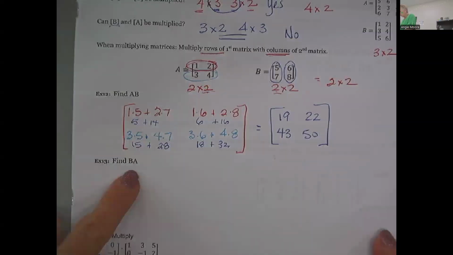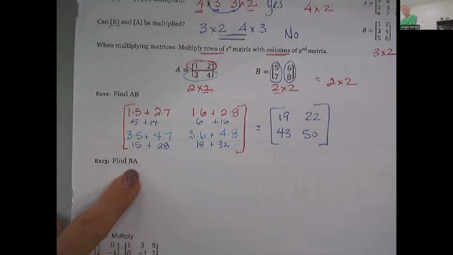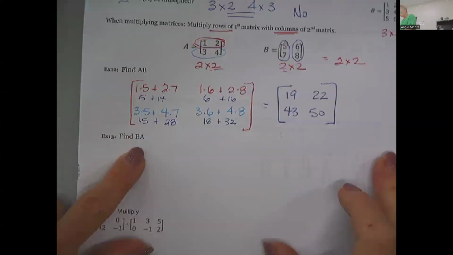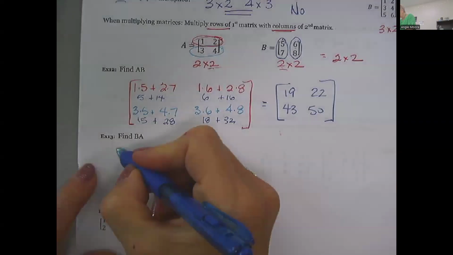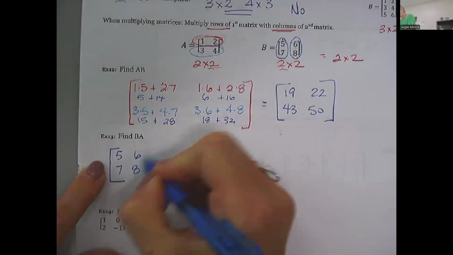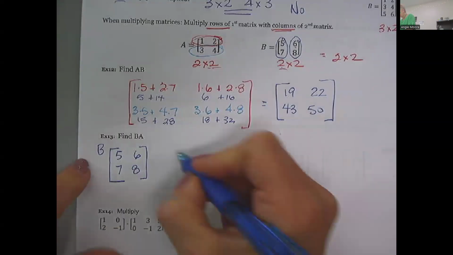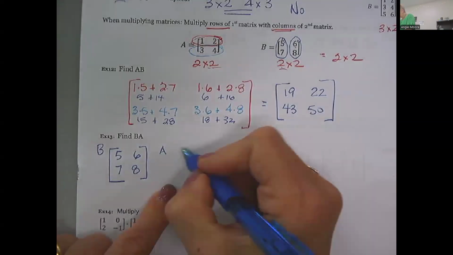Okay, now we're going to switch, and we're going to find out you don't get the same answer when you switch the order. So I'm going to come down here and write my matrices again, 5, 7, 6, 8, because now I'm going to be using the rows of B with the columns of A.